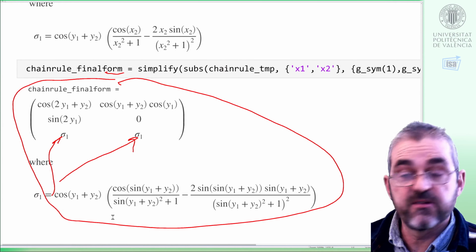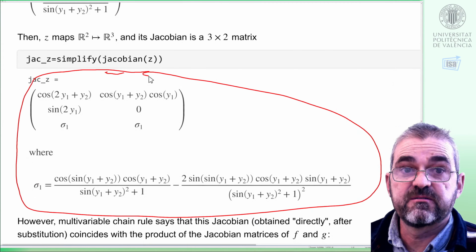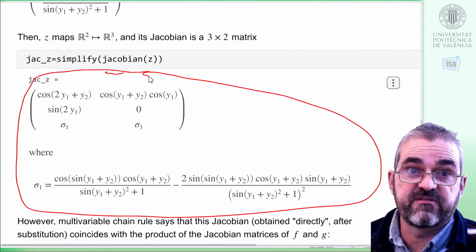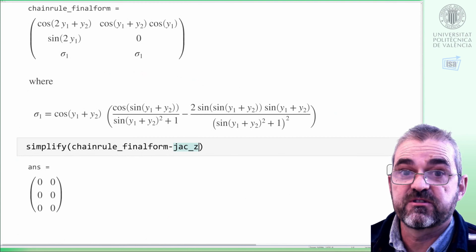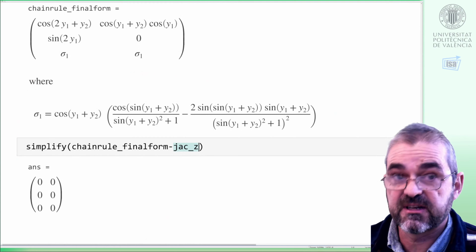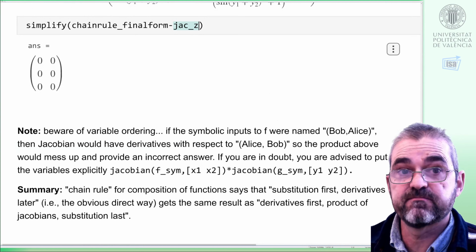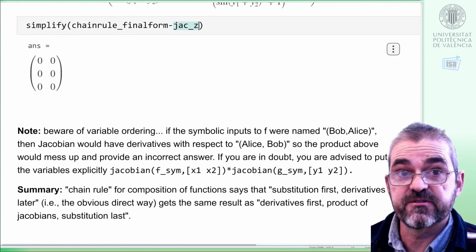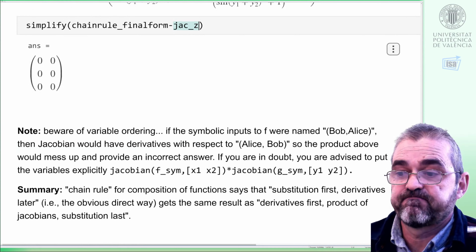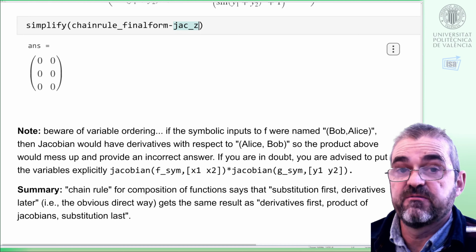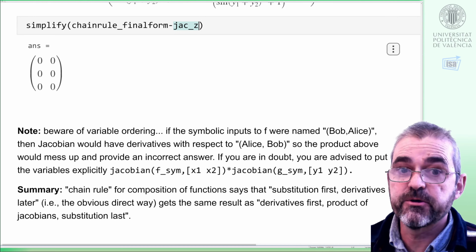Well, this chain rule final form is actually the Jacobian of the function computed without considering that it was f and g, just substituting before taking derivatives. Indeed, Symbolic Toolbox tests that the two results are identical, as expected. In summary, this Matlab code has checked that substitution first and partial derivatives later, so the direct way, where we did first the Jacobian of z, gets the same result as chain rule: derivatives first, product of Jacobians second, and substitution last. Good.